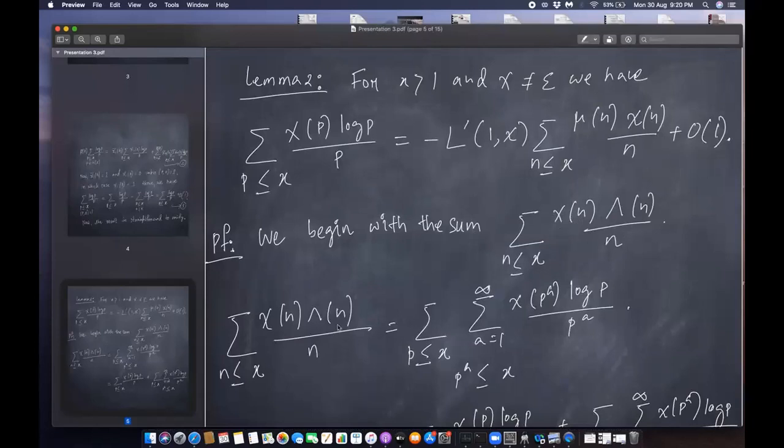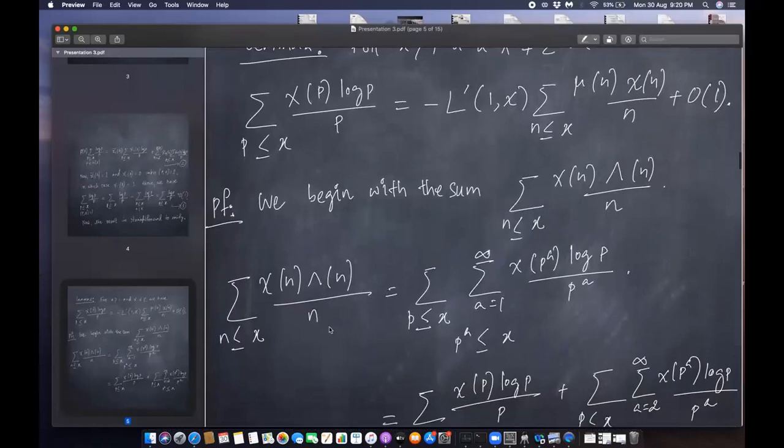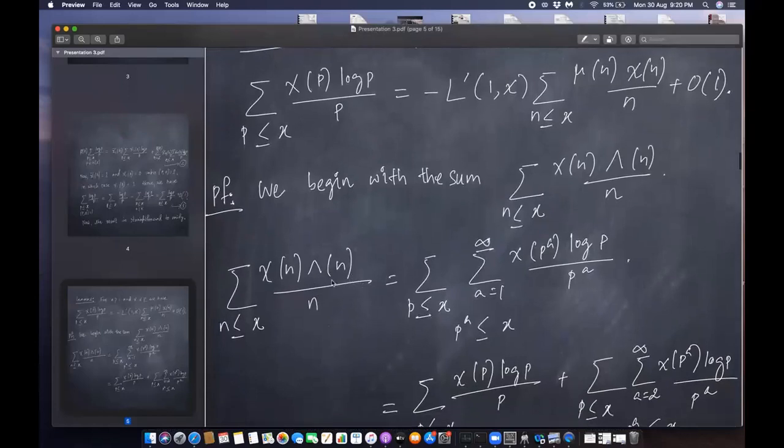If we consider this sum, we can see that lambda takes value 0 when n is not a prime power. So we can write this sum in terms of prime powers. We consider all the primes less than or equal to x, and all the powers p to the a where p to the a is less than or equal to x, and we put the value of lambda of n at p to the a. That's it.